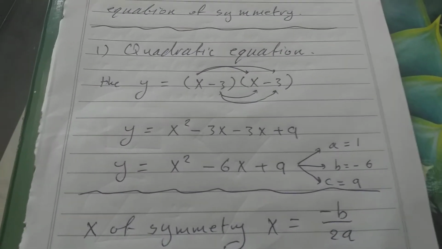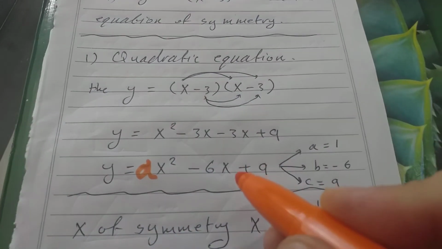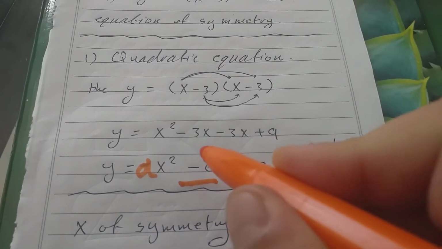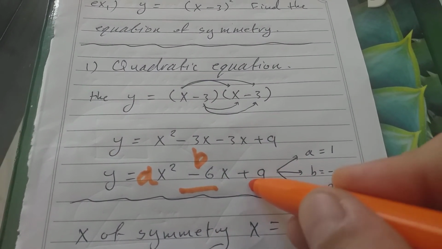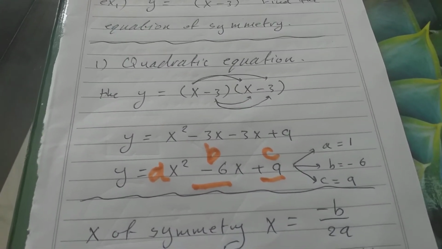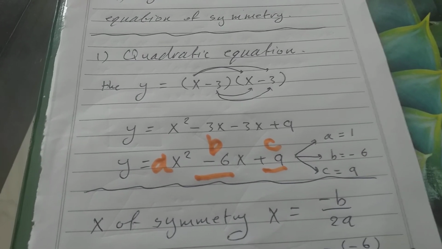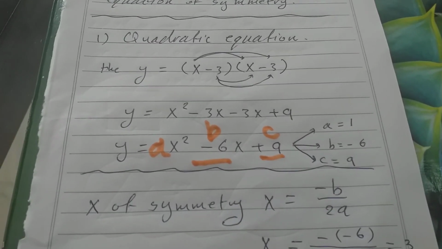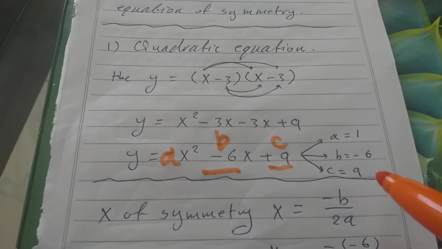Let me say this part is a. And this part is b. And this part is c. So a equals 1, b equals negative 6. Don't forget the number with its sign, and c equals 9. What should you memorize? The x of symmetry, x equals negative b over 2a.